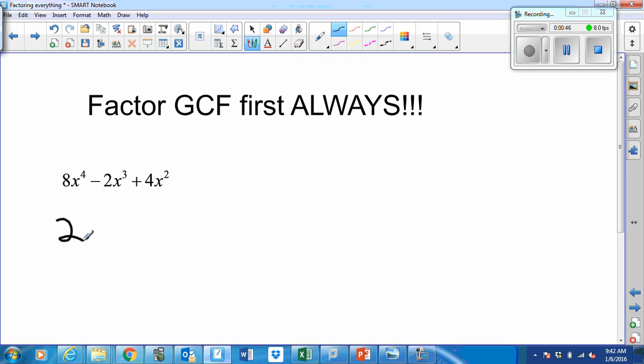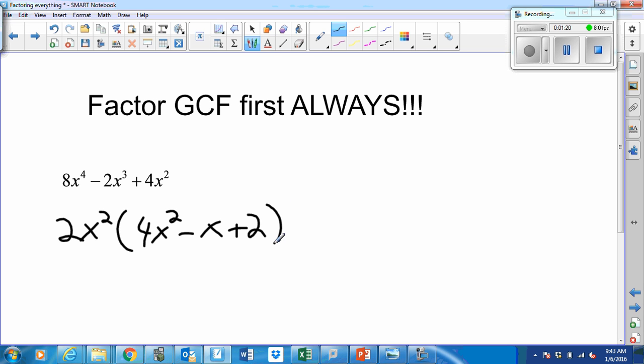So I know I'm going to be able to pull out 2. Now I'm going to look at the variable parts of it, and I see that each one has an x squared in it that I can pull out. So you want to look at the variable and pick the lowest exponent that you can pull out of all of them. So I'm going to be able to pull out 2x squared. And then I'm going to say 8x to the fourth divided by 2x squared is 4x squared. And then if I pull out 2x squared from 2x to the cube, we're just going to have minus x. And when I pull out 2x squared from 4x squared, we're just going to have plus 2.